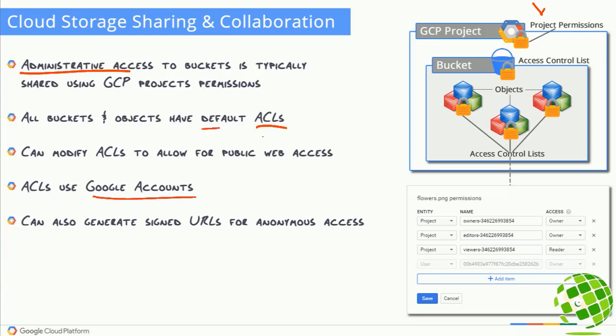We also have default ACLs at both the bucket and the object level. These are essentially templates. So the first time you create a bucket, it's going to get its initial ACL from the defaults. And we do have full control over those, so we can modify what those default ACLs look like.